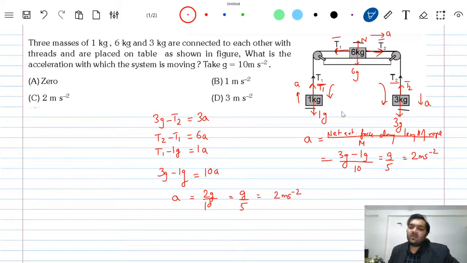This shortcut is valid when there is a thread system and the magnitude of acceleration of these blocks is the same. Then we can use the net external force along the length of the rope divided by total mass. Tension will be counted as internal force. So the answer is C, which is 2 meters per second square.